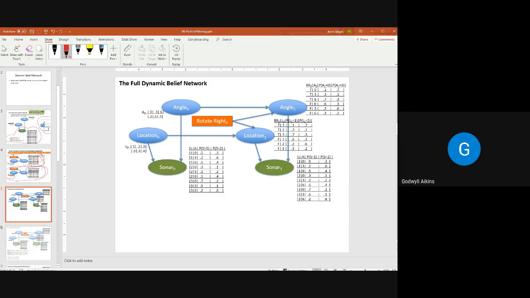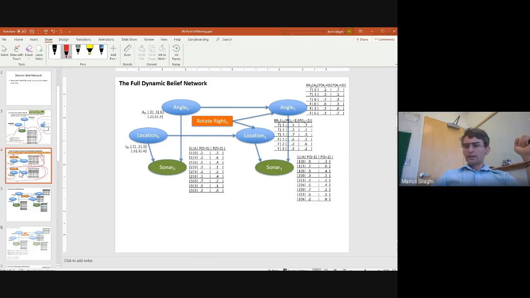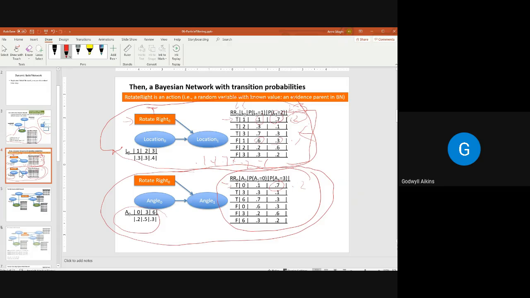Can we go back to the slide, please? Yes. Okay. So for that column, what are we assuming? What are we assuming with the initial location?